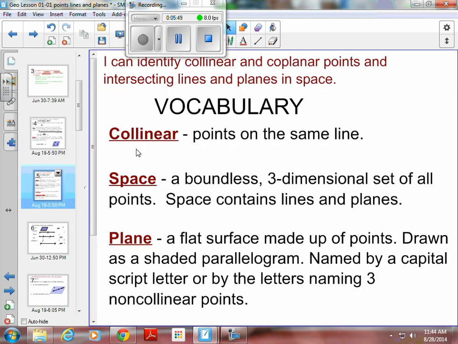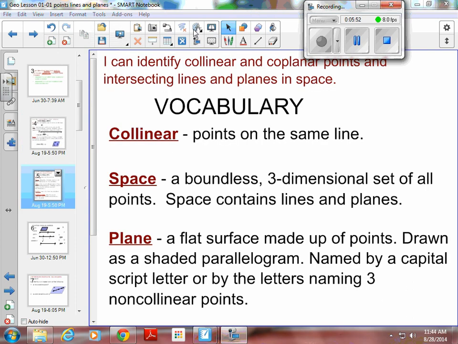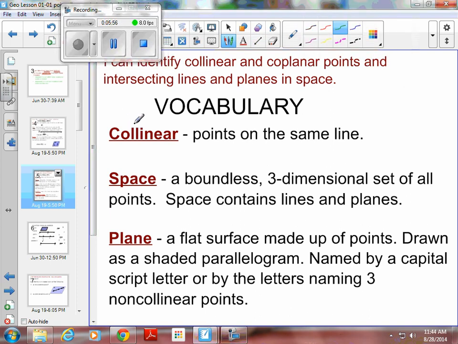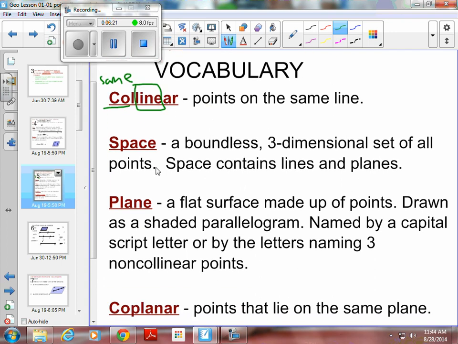Okay, collinear. Collinear has the word line right in it. So co means the same, and linear means line. So this is the same line. If I say points are collinear, that just means they're on the same line. So non-collinear, non means not, so that would be not on the same line, and collinear means on the same line. You also have coplanar, which we'll get to below.